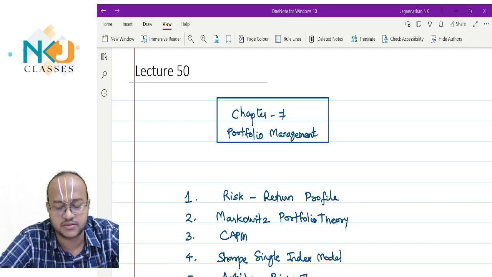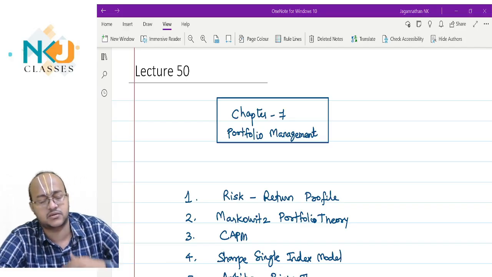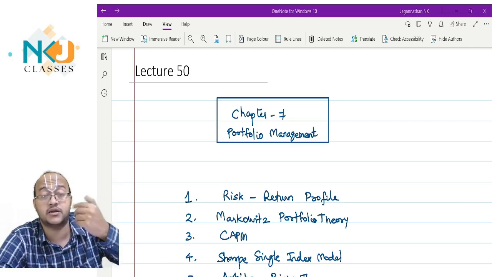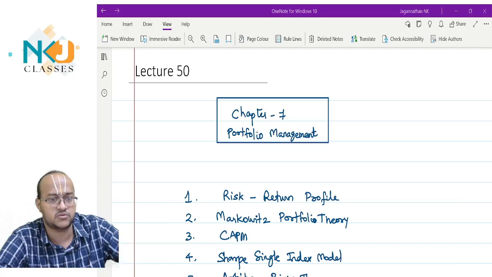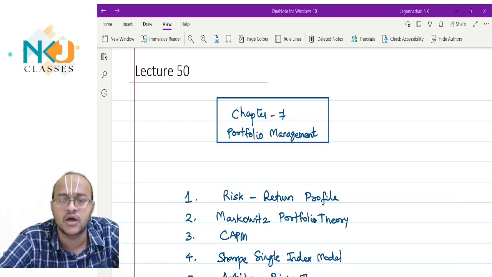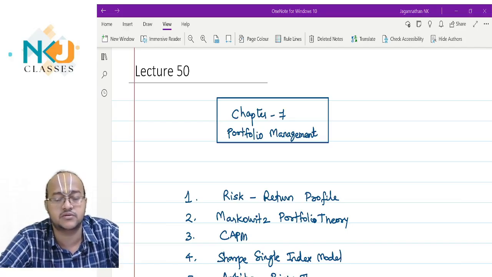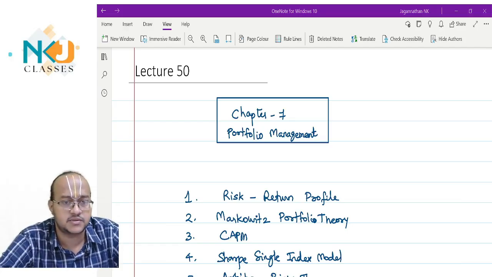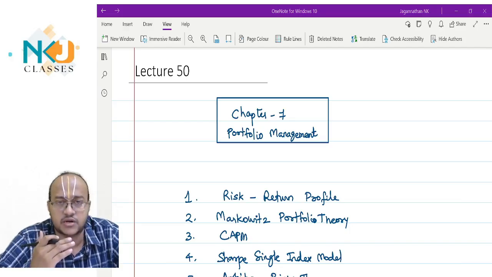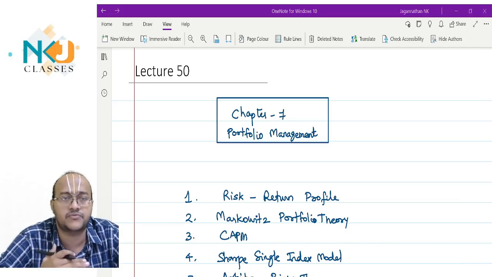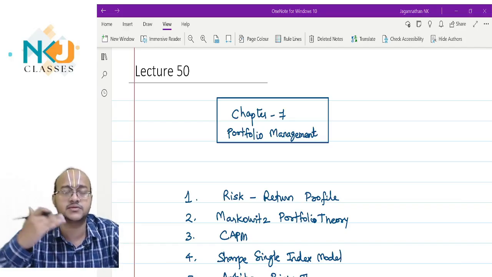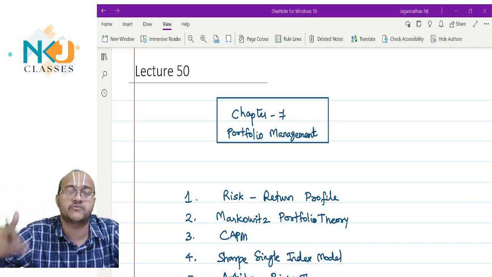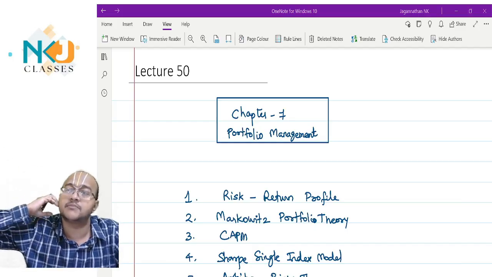After that there is a separate topic, which is the efficient market hypothesis. Recently, in 2013 or so, the efficient market hypothesis got a Nobel Prize. Market efficiency theory got a Nobel Prize. Right. But we are not discussing efficient markets. That is also a part of portfolio management, but we are not discussing it under portfolio management as such, because we will discuss it separately under security analysis.